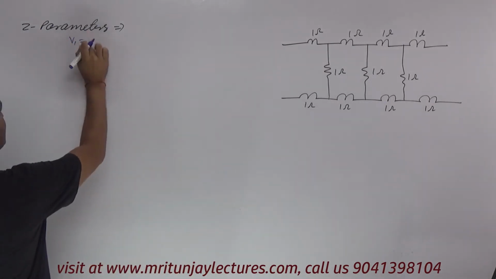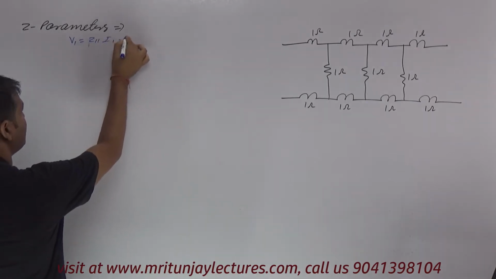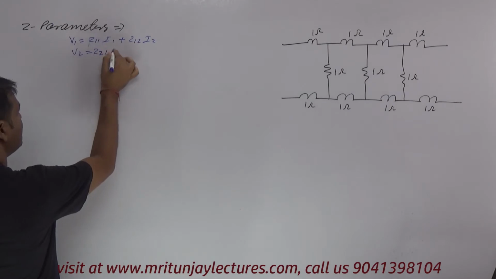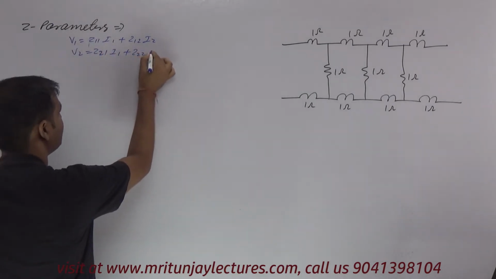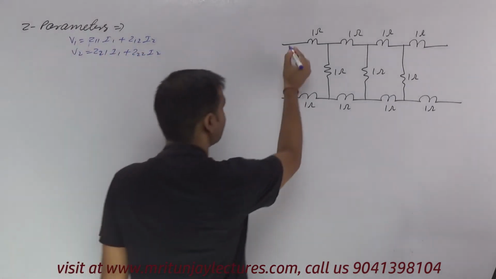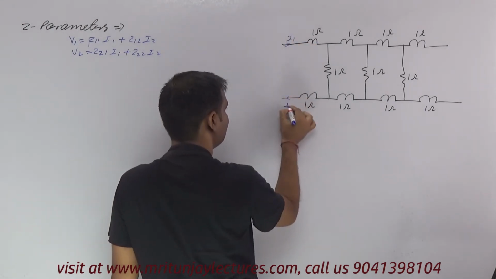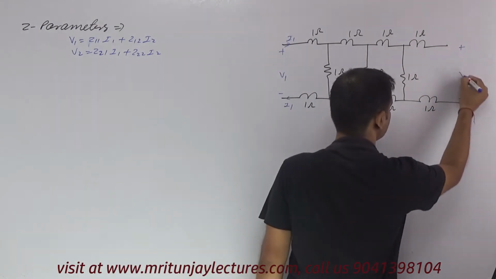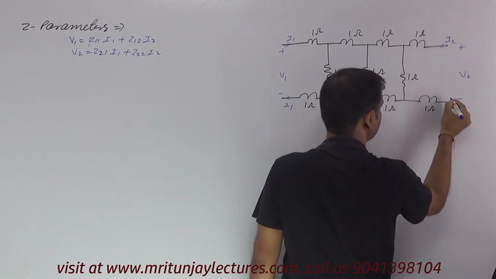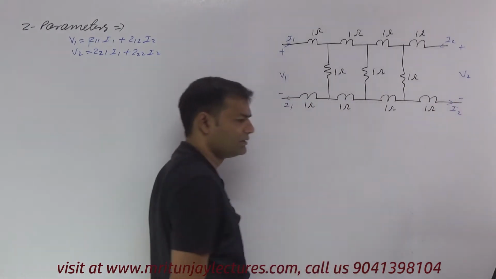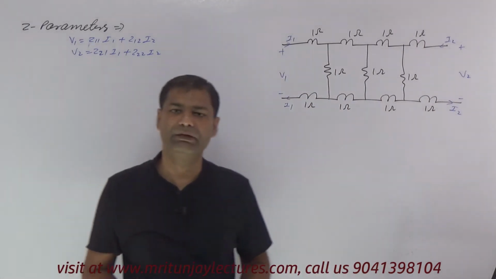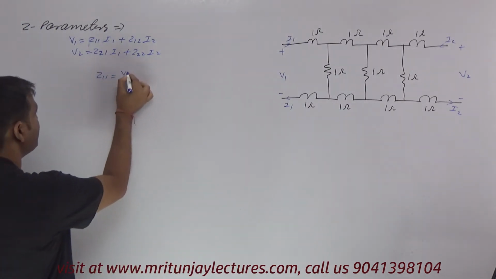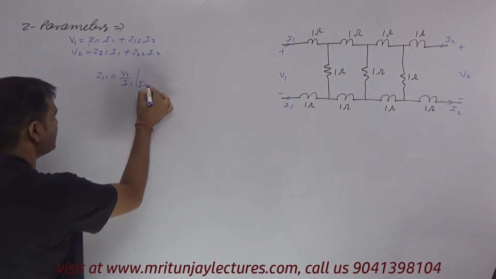V1 is equal to Z11 I1 plus Z12 into I2, and V2 is equal to Z21 I1 plus Z22 I2. Okay, of course this is I1 here, and that is port 1, and here that is port 2, that is V2 and I2. Or another method, the conventional method. With the help of this method, Z11 is V1 by I1 with I2 equal to 0.